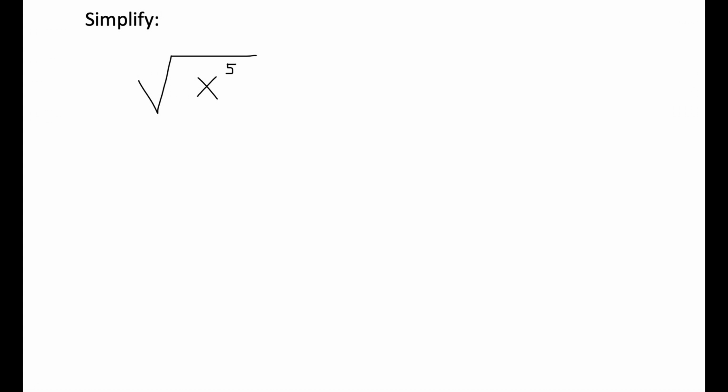In this video, I'm going to demonstrate several examples of taking a root. First of all, when we have a square root symbol with nothing in the crevice of the square root symbol, it's assumed that that number is a 2. So this stands for taking the square root of x to the 5th.